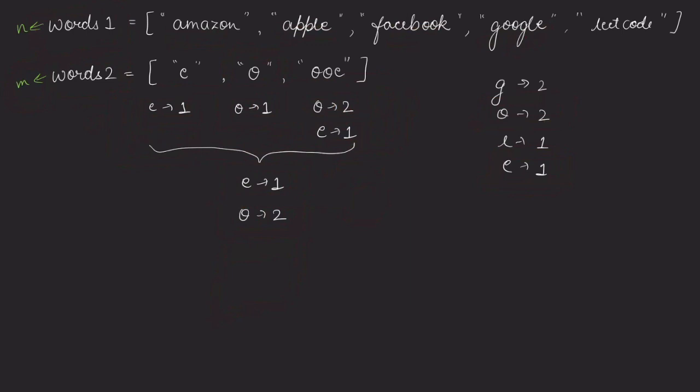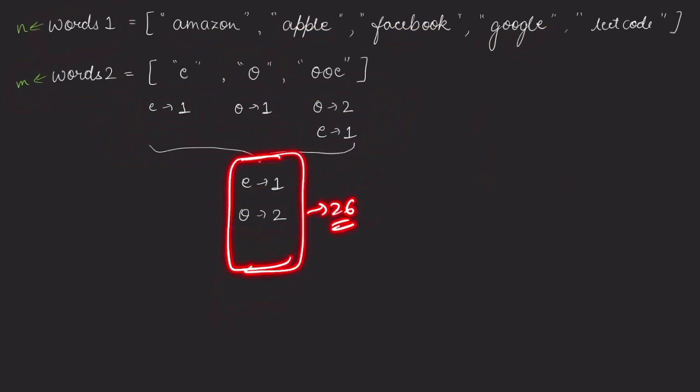Same thing we can do for all of the strings. So now we have reduced our time complexity. First, you will be building this vector of length 26, right? For this, you will be iterating for each of the words in words 2, right? And then in each word, you will be iterating for all the characters in it, right? So basically this will take m into 10 times, right?